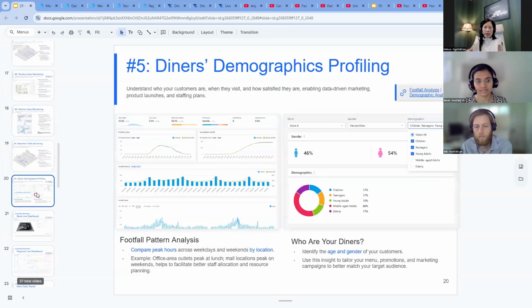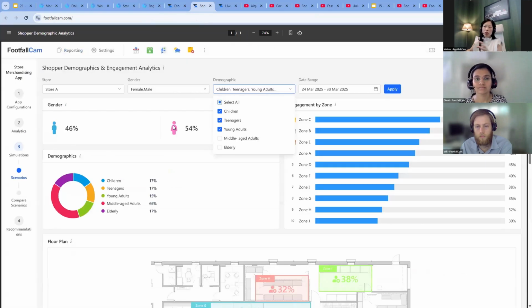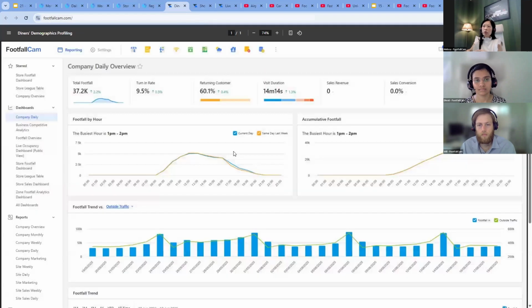And last but not least, of course, the diners' demographic profiling. So who are your customers, the age and gender, when do they come in, and of course when is your busiest hour, your footfall versus your outside traffic. So all this you can measure so that you can tailor your menu offerings, your promotions, your staffing levels. So all this is very important.